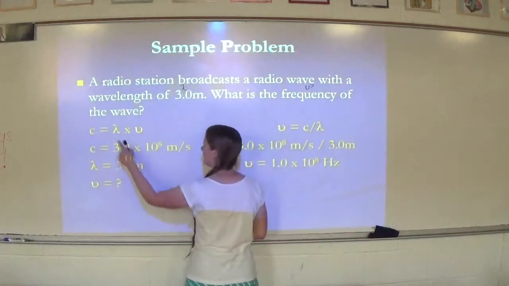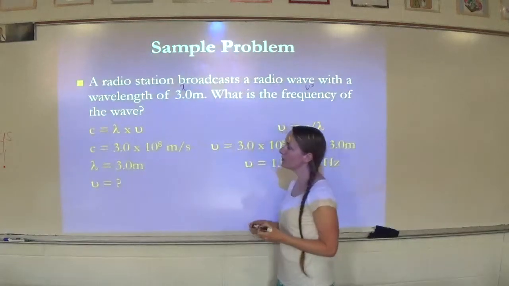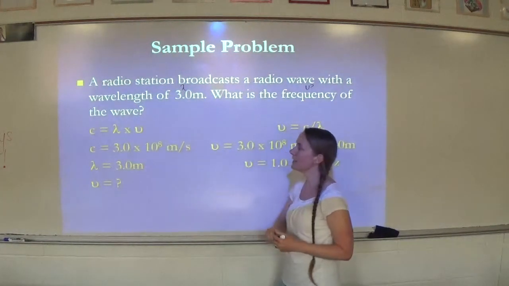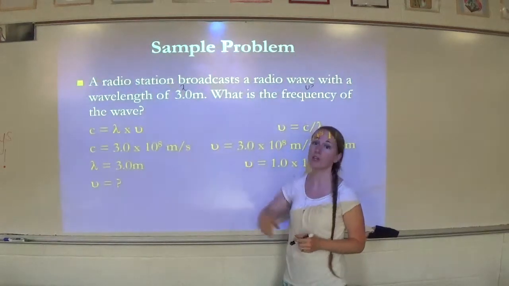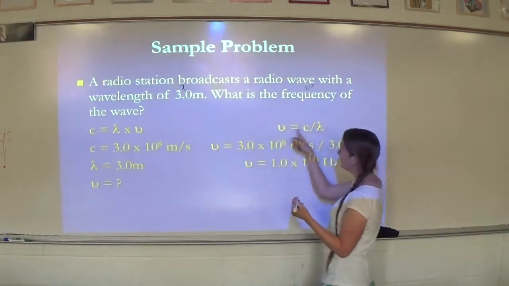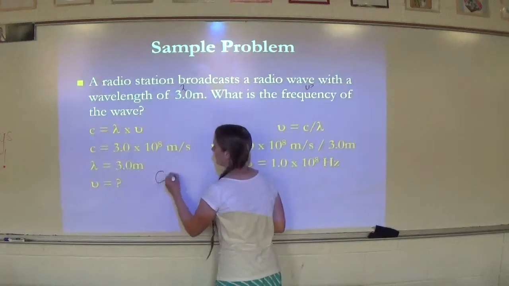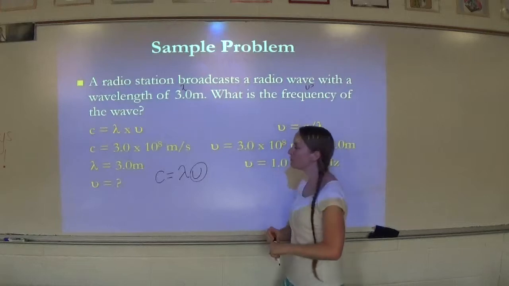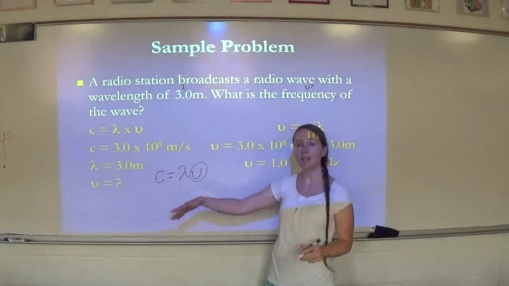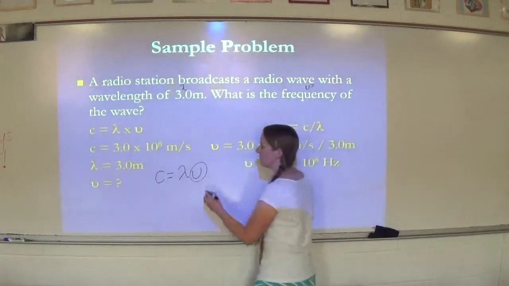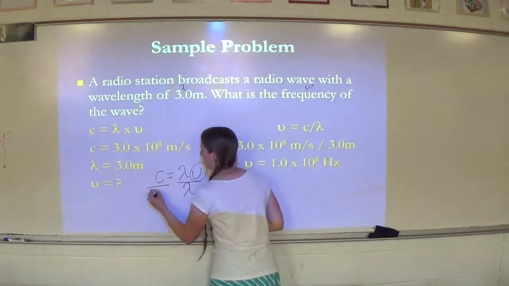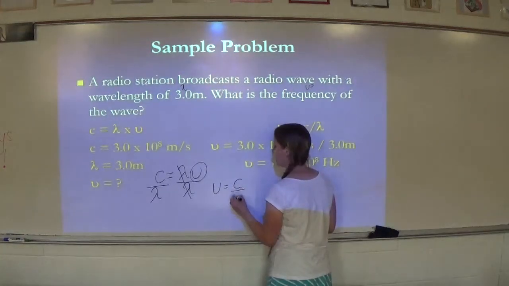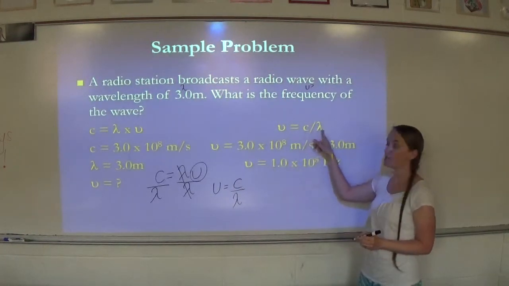So we know c equals lambda times nu. We know our lambda is 3 meters. We know our speed of light is 3 times 10 to the 8 meters per second. We're looking for nu, or frequency. So I'll show you how I got this real quick. So remember, we're solving for frequency, which is our nu. So we need lambda to be on the other side. So we do the opposite. What's the opposite of multiplying? Dividing. So I divide both sides by my lambda. And so I get that nu equals c over lambda. And so that's how I got this formula right here.